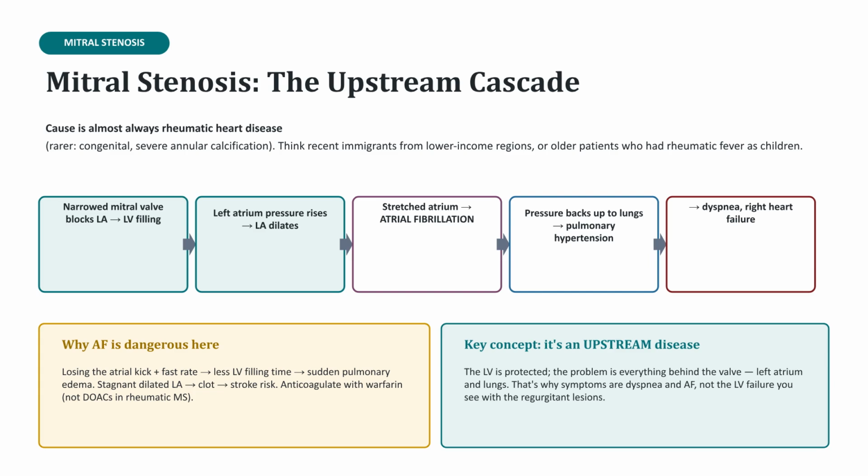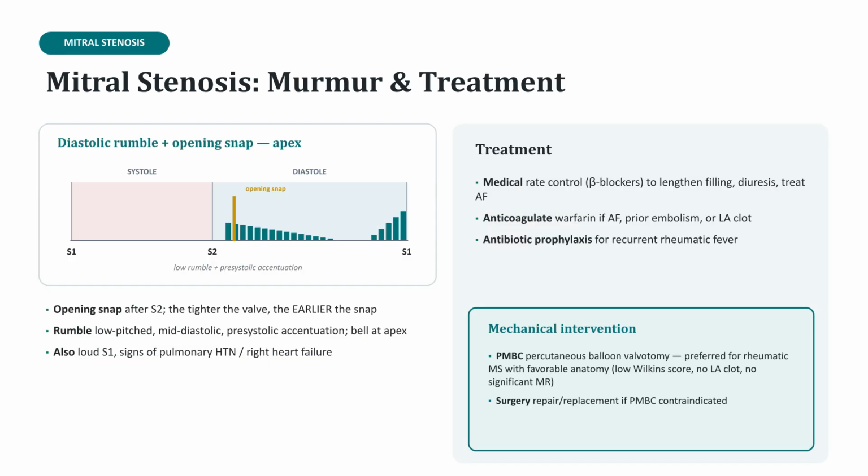Next, let's explore mitral stenosis. The cause is almost always rheumatic heart disease. Think of it as an upstream cascade. The narrowed valve obstructs filling, forcing pressure to back up into the left atrium and pulmonary circulation. The hallmark is a mid-diastolic rumble with an opening snap. Because this is an upstream disease, the left ventricle itself is spared, and symptoms like dyspnea and atrial fibrillation dominate the clinical picture.